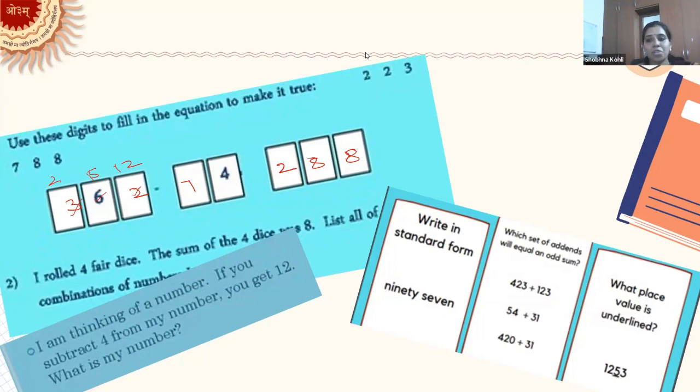And the last question, what place value is underlined? Generally, what question do we ask? What is the place value of number 5? Friends, write the place value of the number which is underlined. But here the question is the same, but the way we have asked is different. We have not used the number 5, nothing. We just said, write the place value underlined. The child should understand what number we have underlined. We have to write the place value of that number.